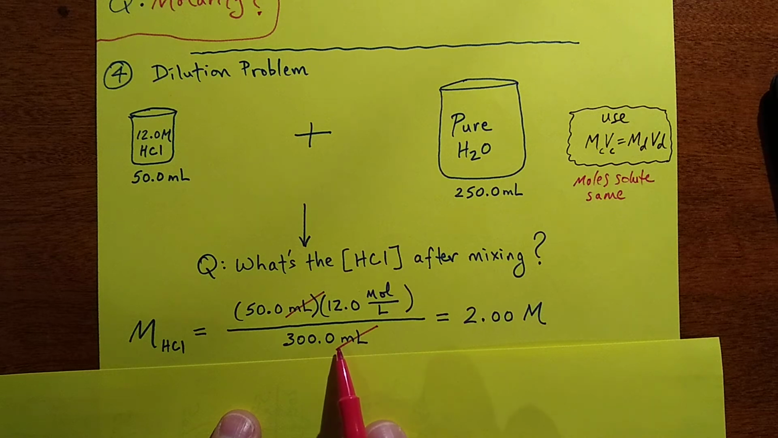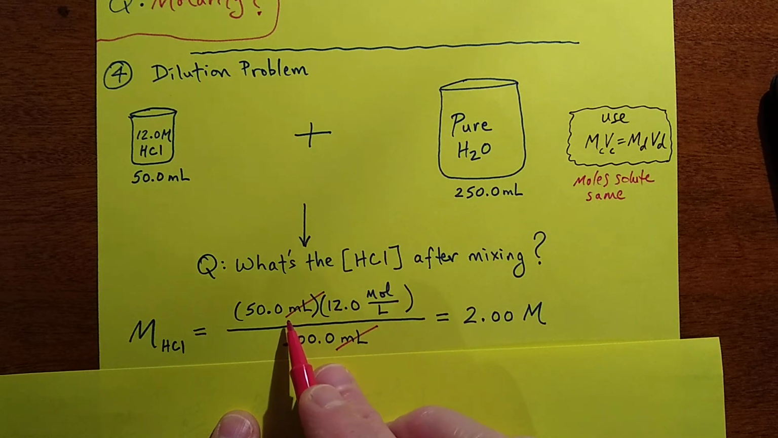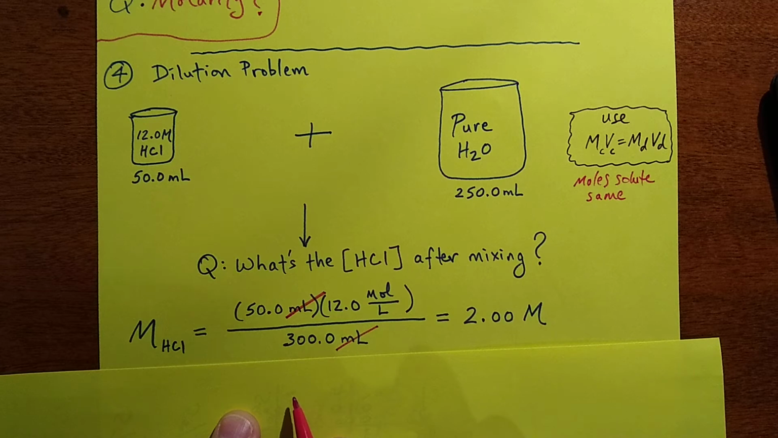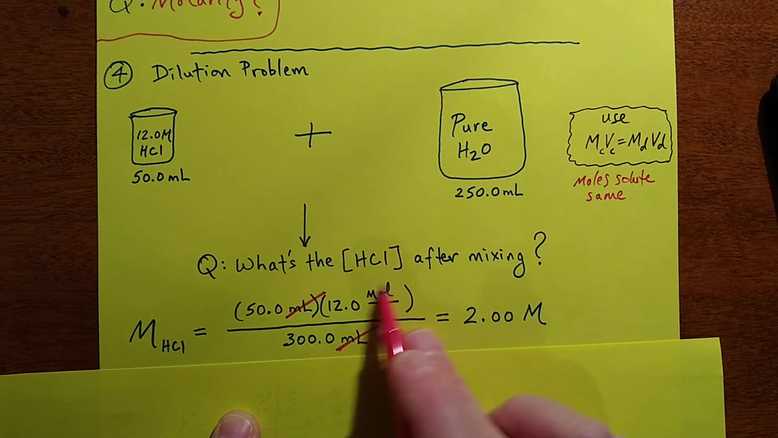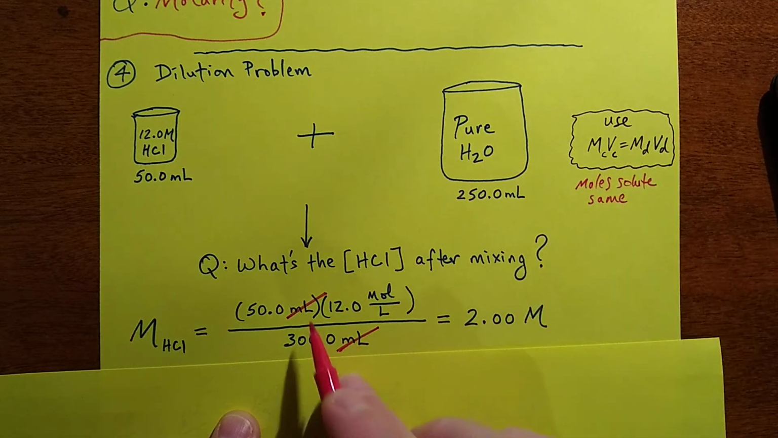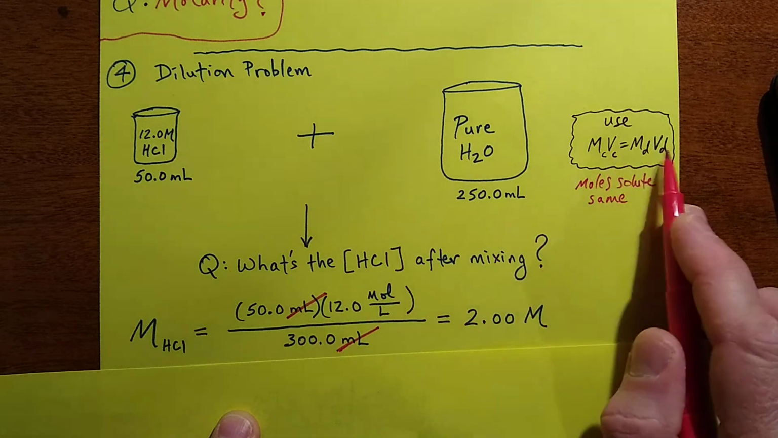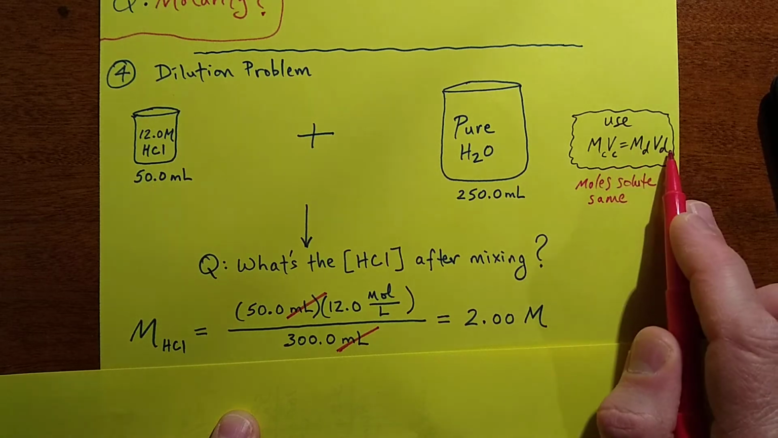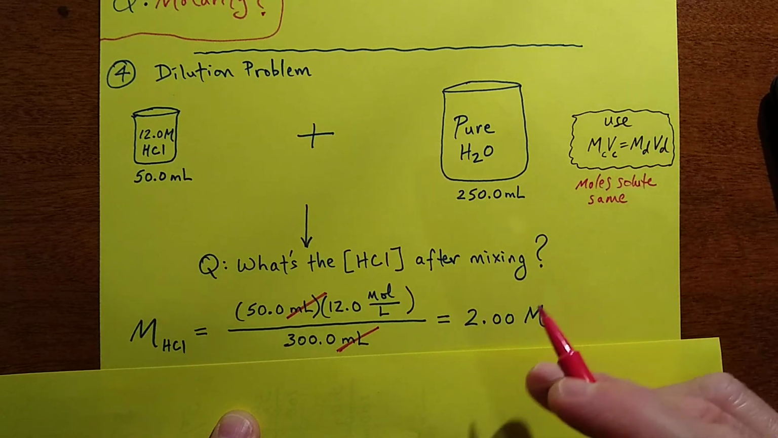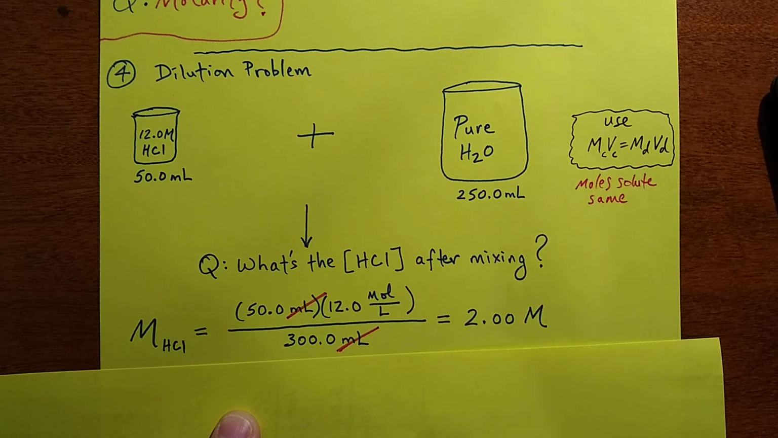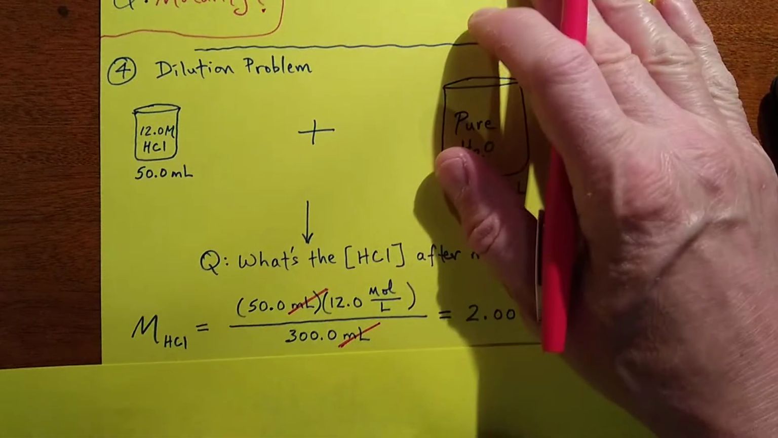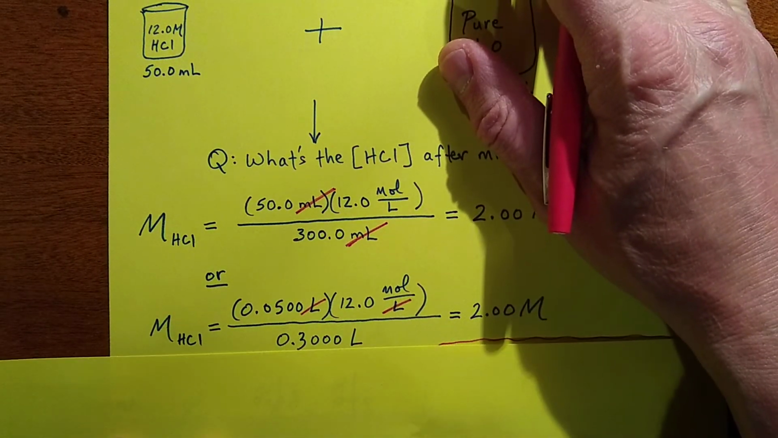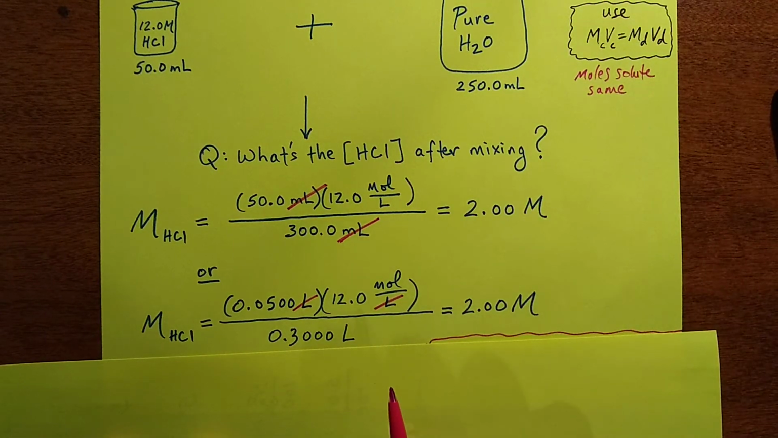Notice I can leave it in milliliters because 50.0 milliliters on the top cancels with the unit milliliters on the bottom, and I'm left with the units of moles per liter, which is what I'm after. That is molarity. So you don't have to change the unit of volume in this equation. As long as you use milliliters on both sides or liters on both sides, or whatever unit you want, you're fine. The more classic way to do it would be to convert everything to liters.